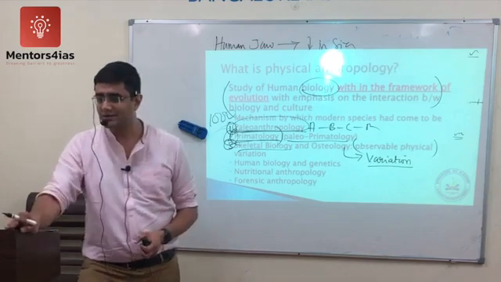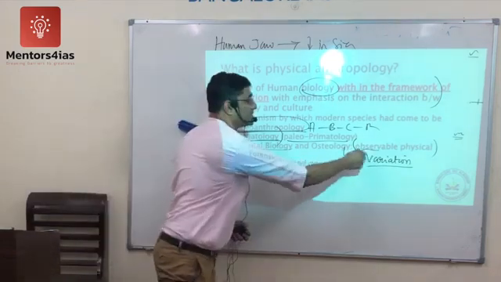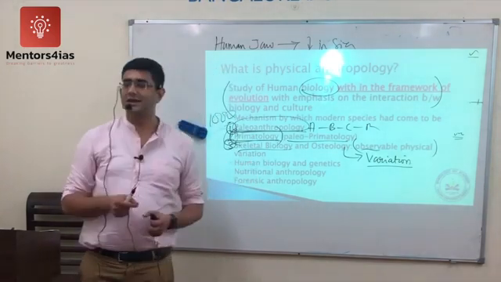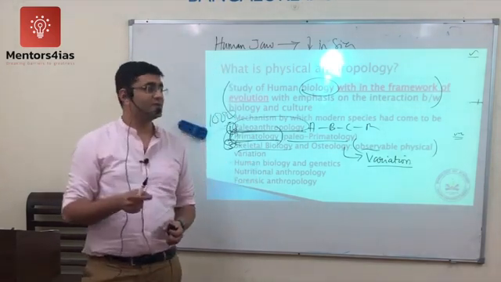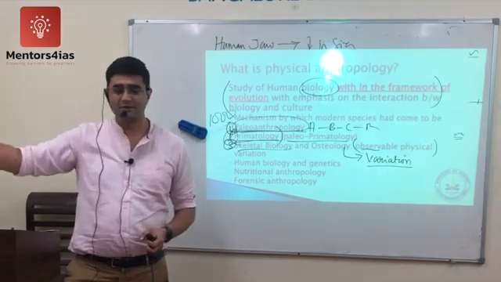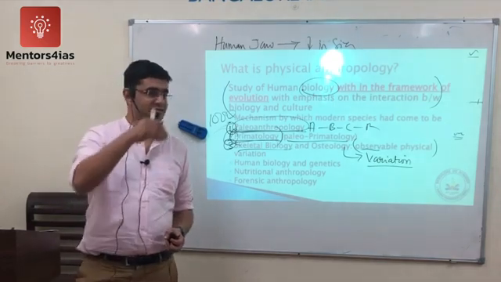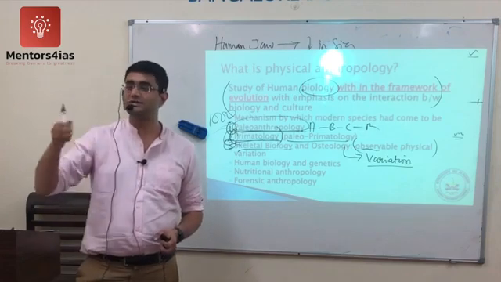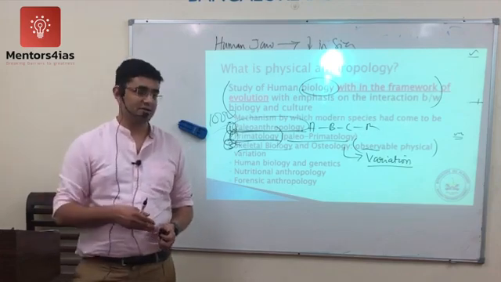What did we do then? We studied the observable physical variation. Why are we studying these variations? To understand how evolution is taking place. I hope you are able to understand. Variation is studied so as to understand how evolution is taking place.